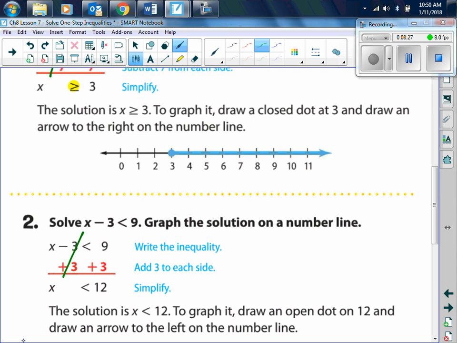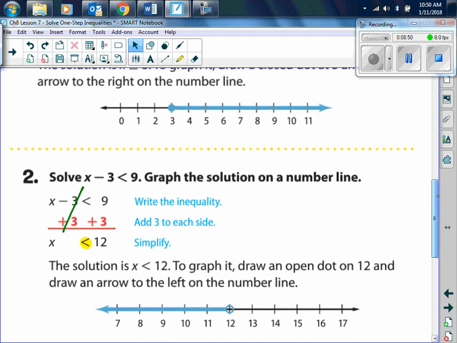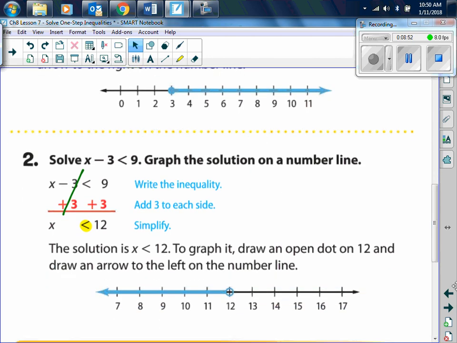Now we want to graph it. And again, we're going to ask ourselves the same questions. What's the important number? 12. What kind of circle am I going to have at 12? Open circle. And which way are we going to shade? We're going to shade to the left. Very good. So this is what your graph looks like. You have an open circle at your important number, which is 12. And because it says x is less than 12, we're shading to the left.